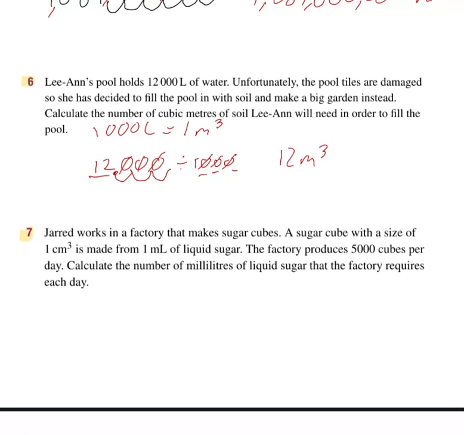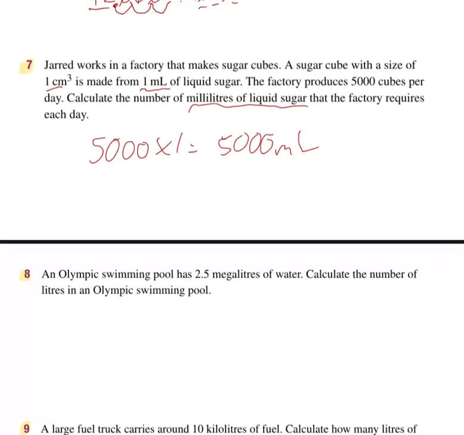Alright, for number 7, Jared works in a factory that makes sugar cubes. A sugar cube with the size of a centimetre cubed is made from a millilitre of liquid sugar. And there's 5,000 cubes a day. How many millilitres of liquid sugar? Luckily for us, it's a 1-to-1 ratio. And because you need 5,000 cubes, you need 5,000 mils of liquid sugar. The working out would be 5,000 times 1 equals 5,000 millilitres. Should be easy enough.